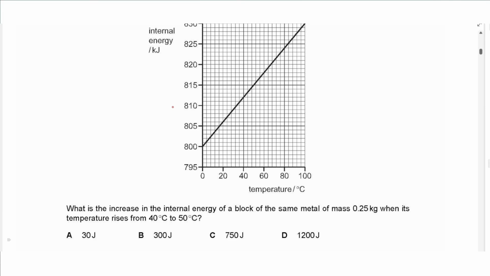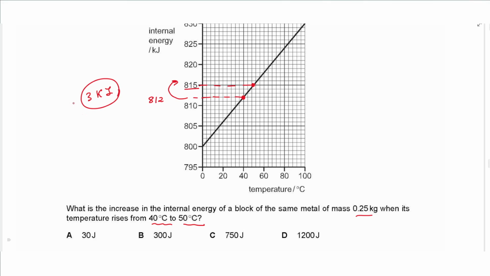What is the increase in internal energy of a block of the same metal of mass 0.25 kilograms from 40 degrees Celsius to 50 degrees Celsius? So this is the start of the 40 degrees and this is for the 50 degrees Celsius. So this is the change in internal energy from here to here. The first one is 812 and the final is 815. So the change in internal energy is actually 3 kilojoules.